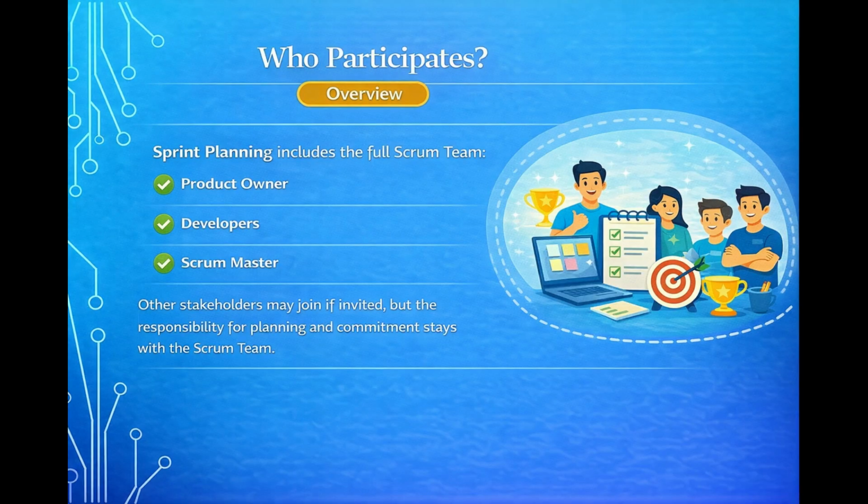Who participates? Sprint planning includes the full Scrum team. This means the product owner, the developers, and the Scrum Master. Other stakeholders may join if invited, but the responsibility for planning and commitment stays with the Scrum team.